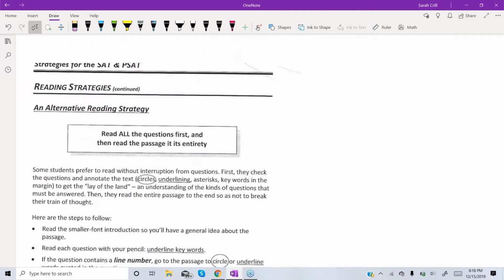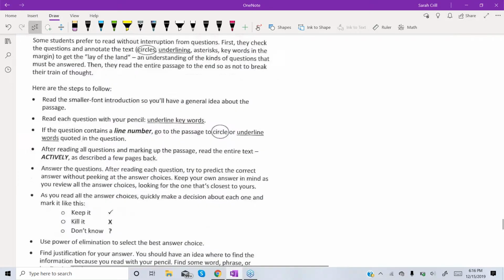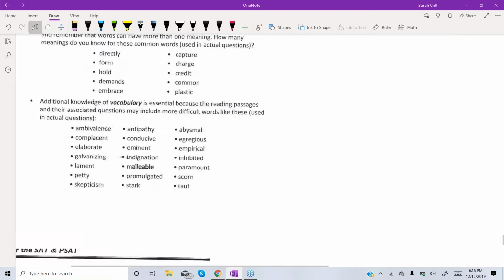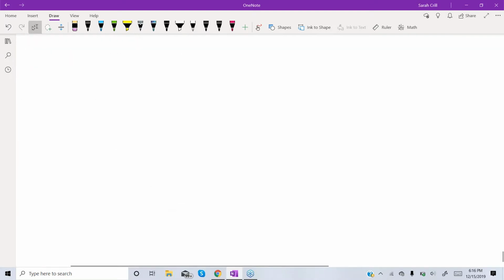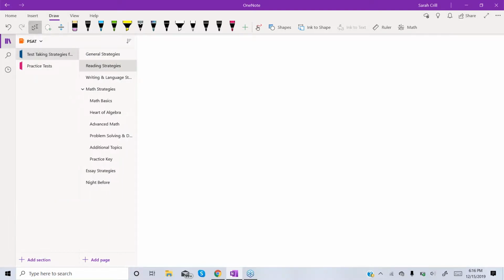So an alternate reading strategy would be to read the questions first and then read the passage and then go back to the questions and answer them. So that's just a little overview of the reading strategies.